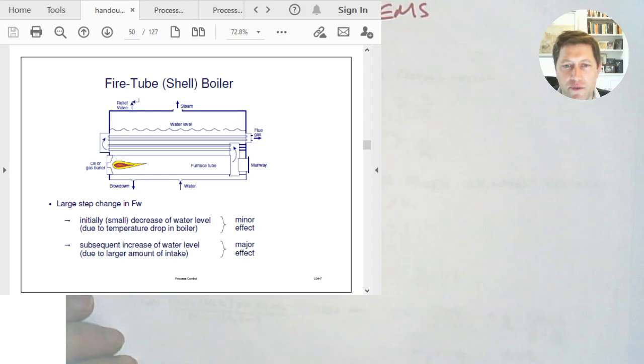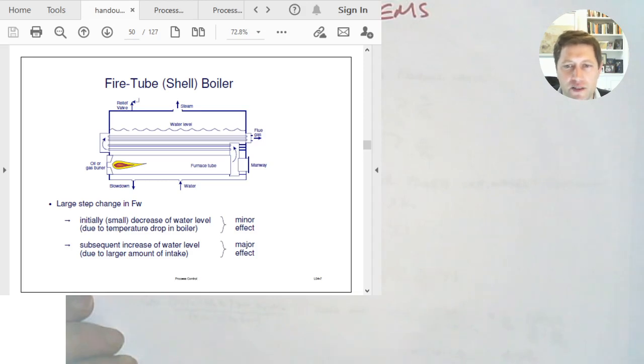So it's a boiler where fuel's coming in, it's combusted in this large tube, and then the combustion gases come out and go through small tubes and out as flue gas, and that's to produce heat which will boil water in here. So water is continuously flowing in and boiling, and then steam is continuously produced out the top.